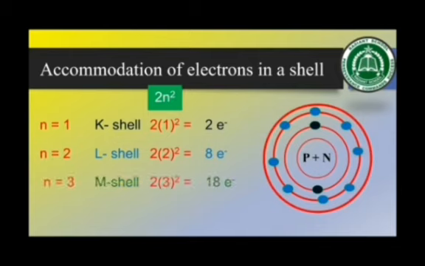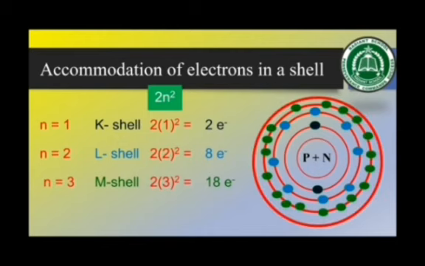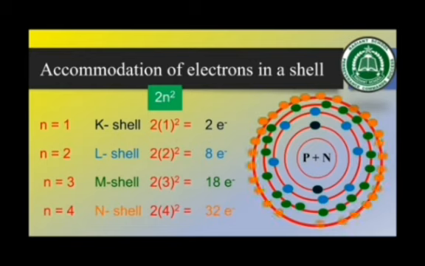Now the third shell. If n is equal to 3, it is the M shell, and it can accommodate 18 electrons. The next, fourth shell, n is equal to 4, and it can accommodate 32 electrons. By using the formula, we can get it. So the N shell has 32 electrons.